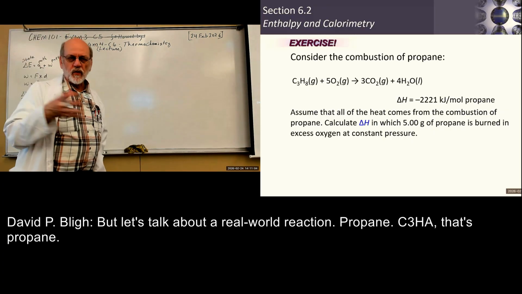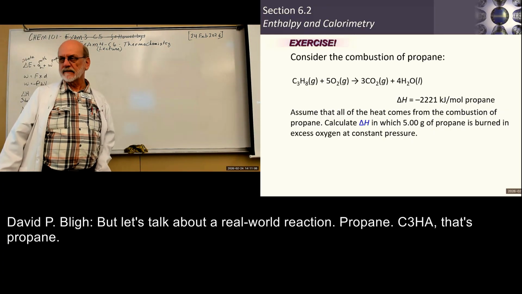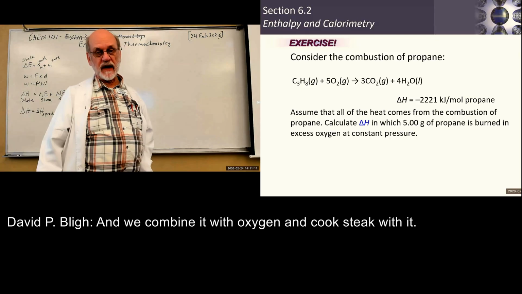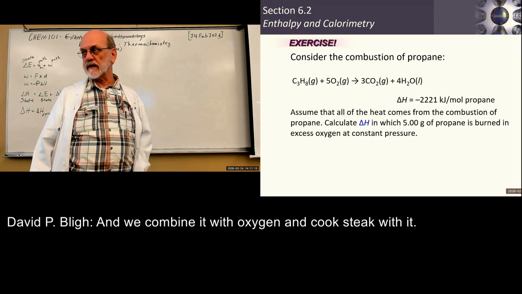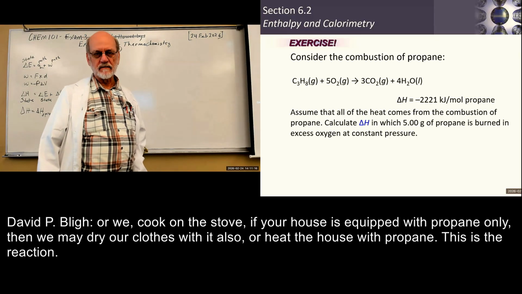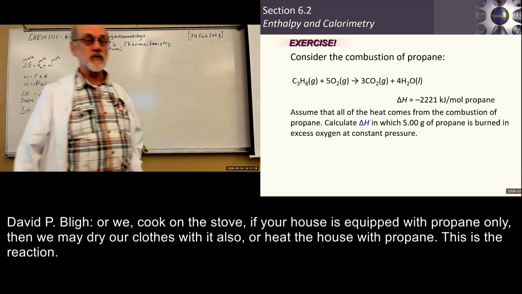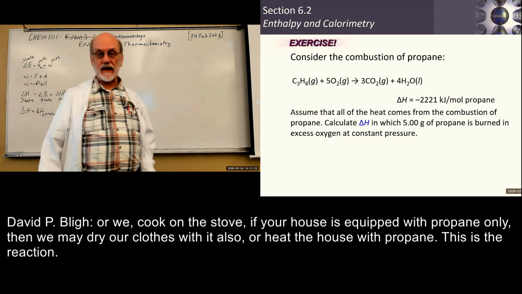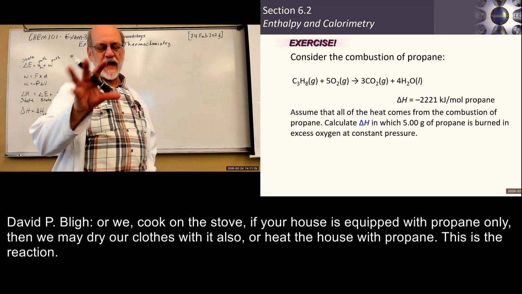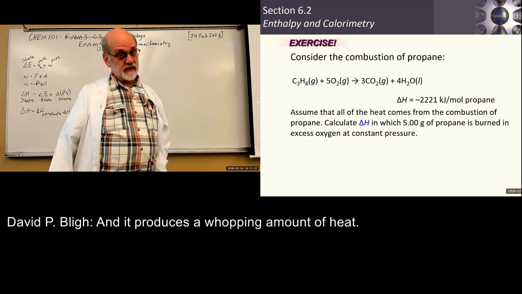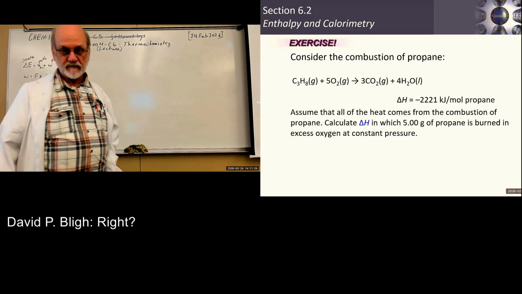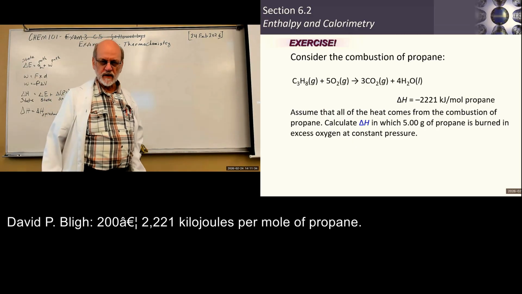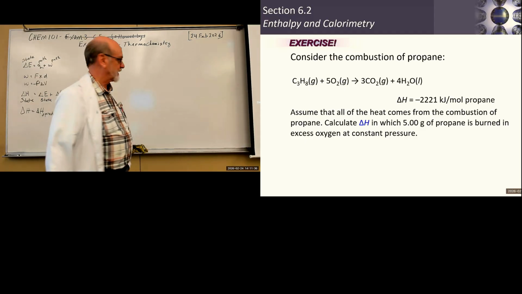But let's talk about a real world reaction: propane, C3H8. We combine it with oxygen and cook steak with it, or we cook on the stove. If your house is equipped with propane only, then we may dry our clothes with it also, or heat the house with propane. This is the reaction. And it produces a whopping amount of heat, right? 2,221 kilojoules per mole of propane.